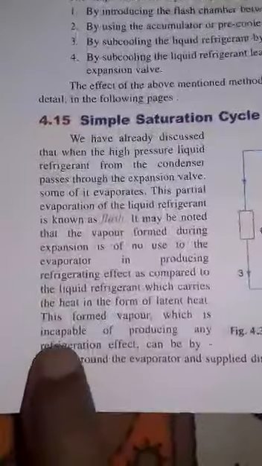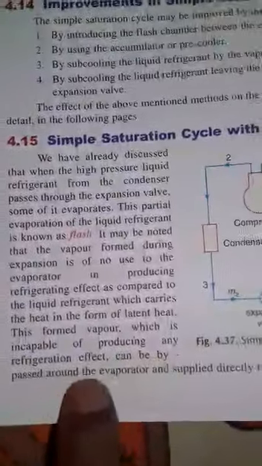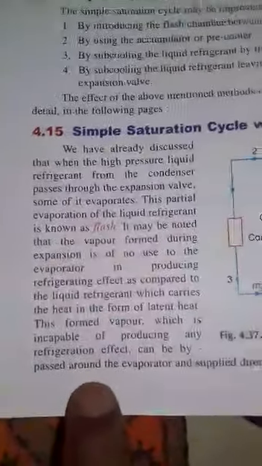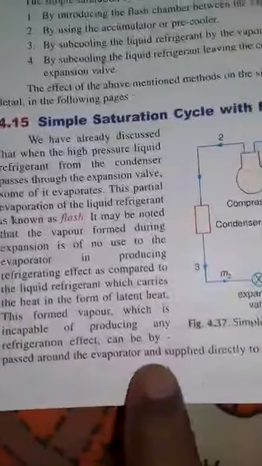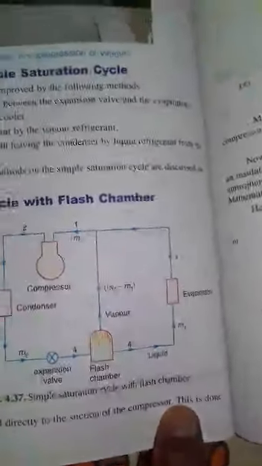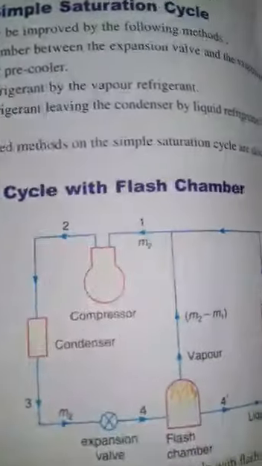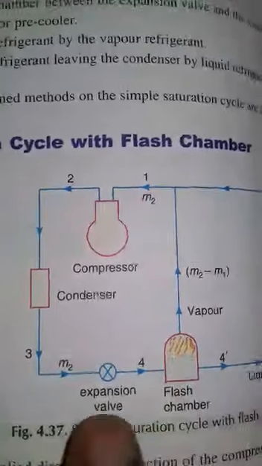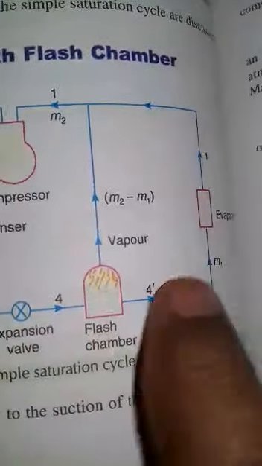which is incapable of producing any refrigerating effect, can be bypassed around the evaporator and supplied directly to the suction of the compressor. This is done by introducing a flash chamber between the expansion valve and the evaporator, as shown in the figure. I have already shown you the figure, where the flash chamber is introduced between the expansion valve and the evaporator.